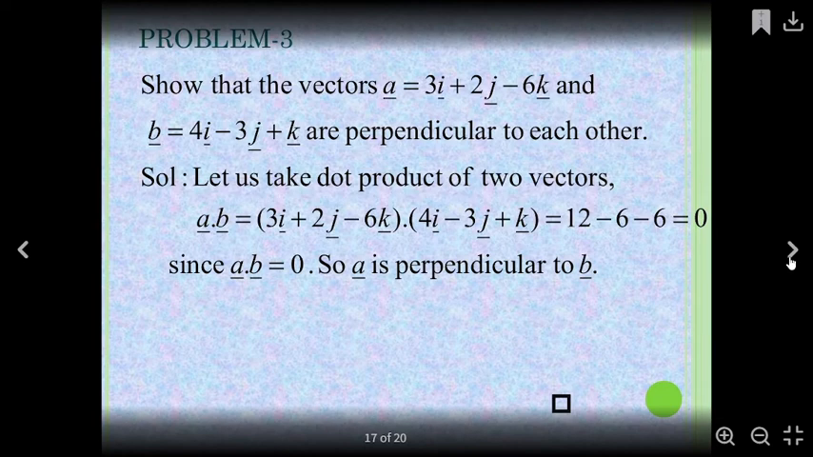This is problem number 3: show that the vectors a equal to 3i plus 2j minus 6k and b equal to 4i minus 3j plus k are perpendicular to each other. We want to prove that both vectors are perpendicular to each other. Then we use the formula for a dot b. If two vectors are perpendicular to each other, then a dot b is equal to 0. The answer is 0, which means both vectors are perpendicular.